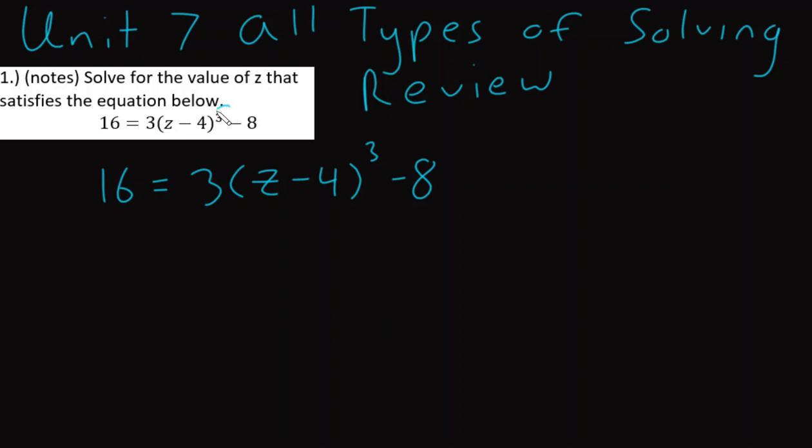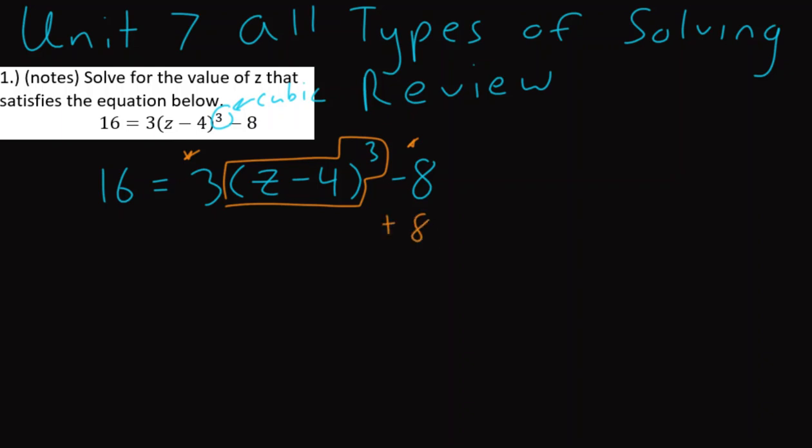Now notice this 3 right here is telling us that this is a cubic equation, and we'll have to deal with that in a second, but remember, we always want to isolate the quantity that is being cubed. So the first thing we have to get rid of is either the 3 or the negative 8. So which one do you think we would get rid of first? And we'll always get rid of our addition or subtraction first.